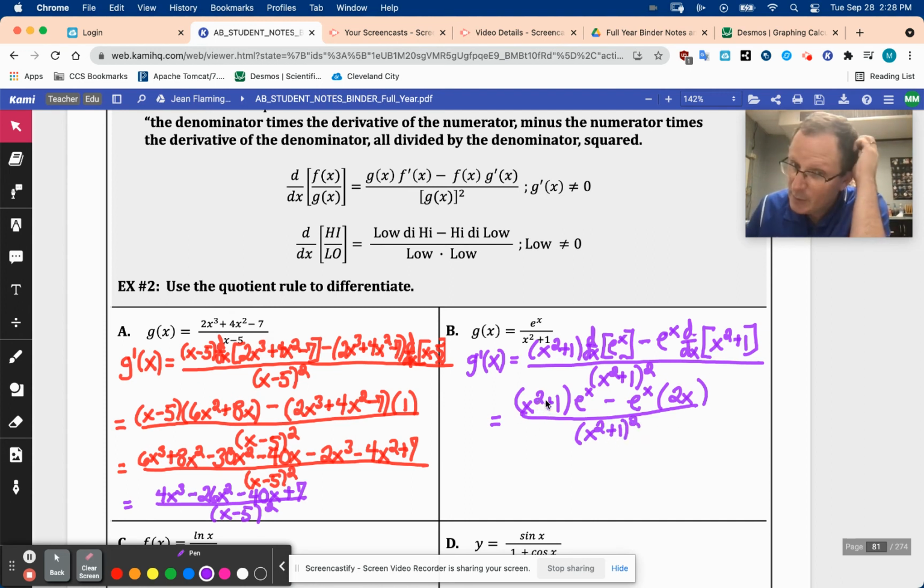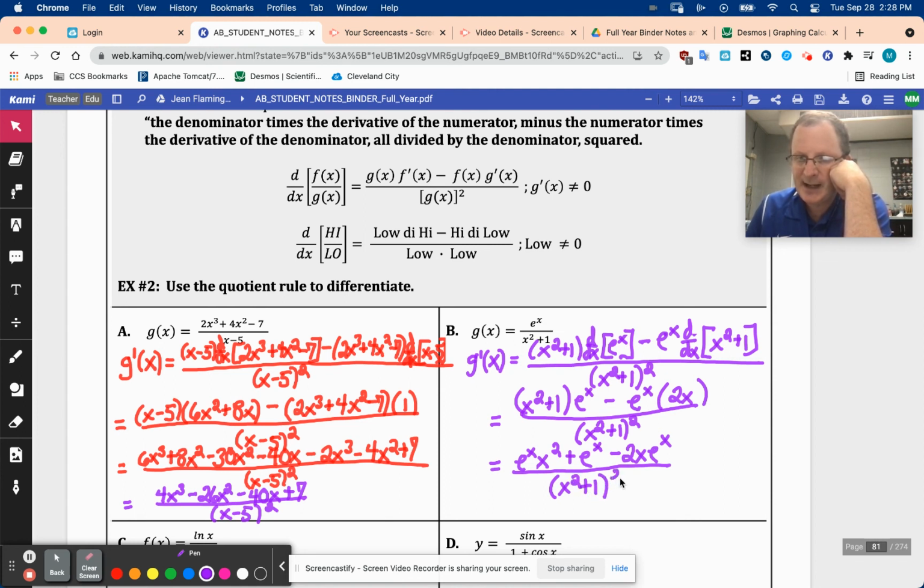Okay, and so now cleaning up the numerator, we definitely want to do that. We'll have an e to the x squared plus an e to the x, distributing right there, minus 2x e to the x. Man, there's not any like terms at all. No like terms at all. This is going to be the final answer. Over x squared plus 1 squared.